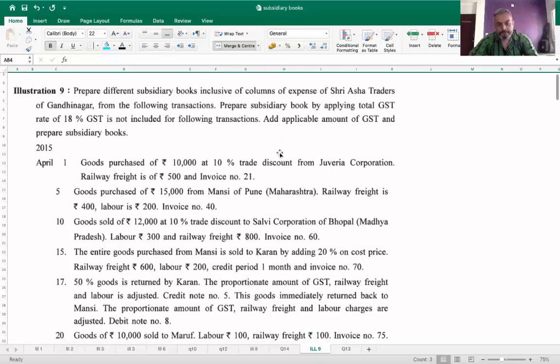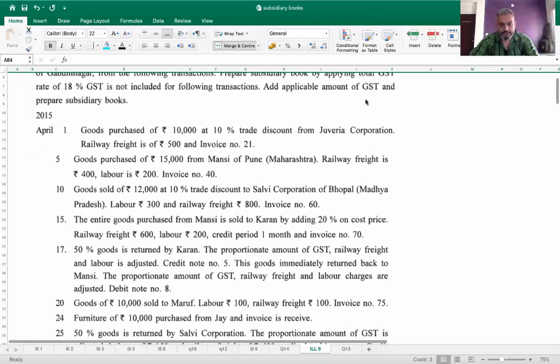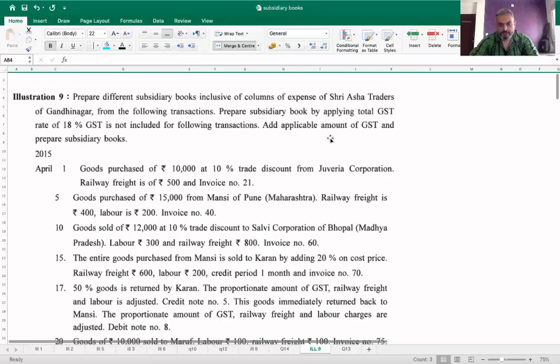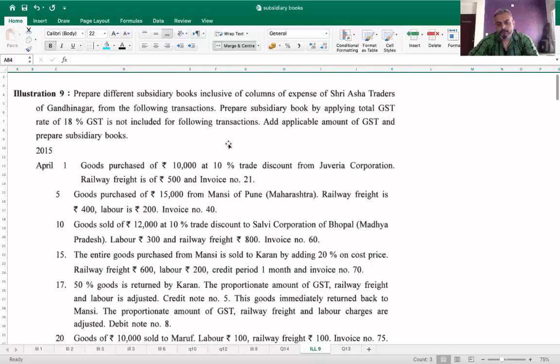Illustration 9. Prepare different subsidiary books inclusive of column of expense of Sri Asha Traders of Gandhinagar from the following transactions. Prepare subsidiary books by applying total GST rate of 18%, which is not included in the following transactions. Add the applicable amount of GST and prepare subsidiary books.